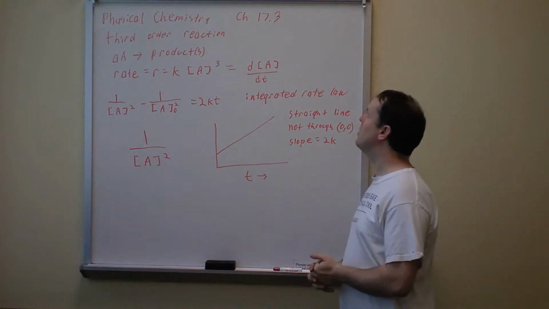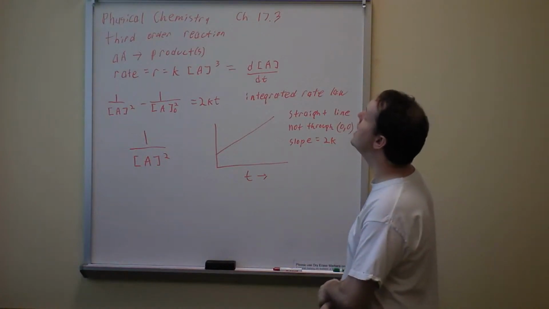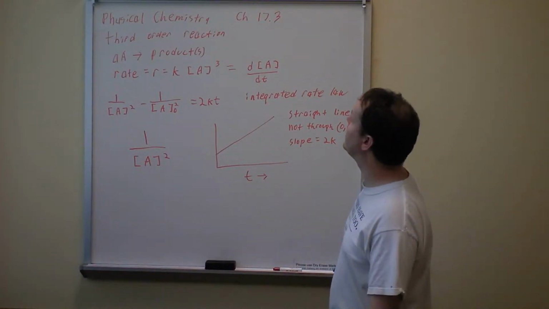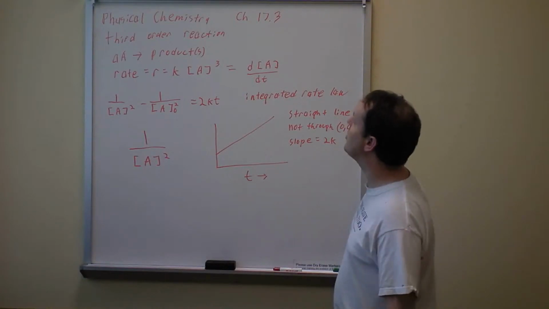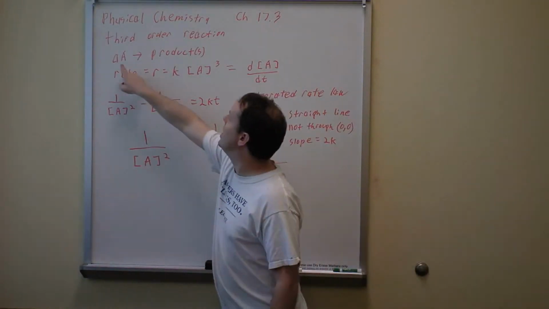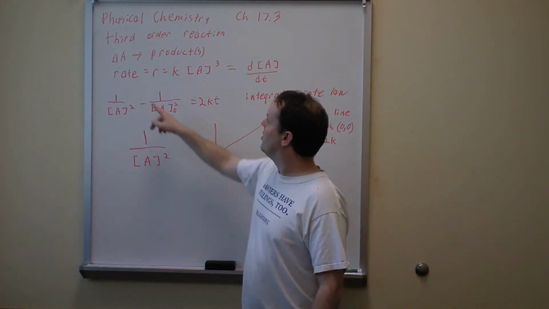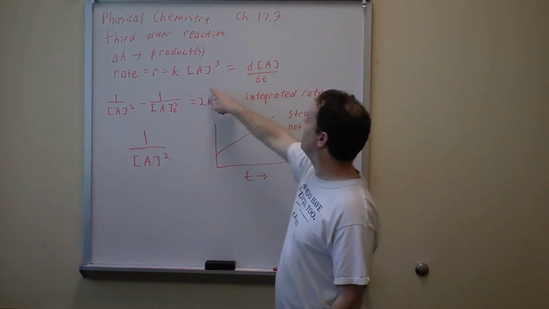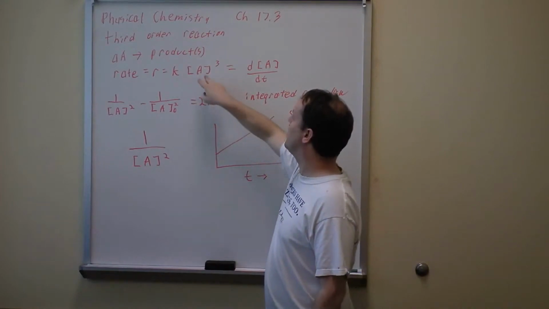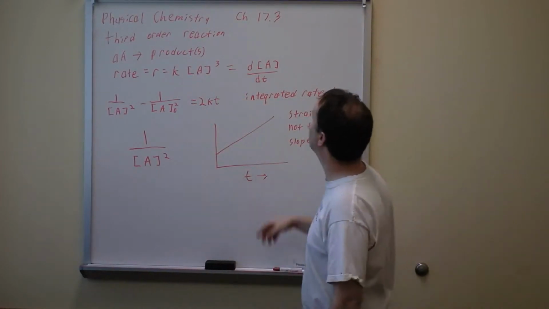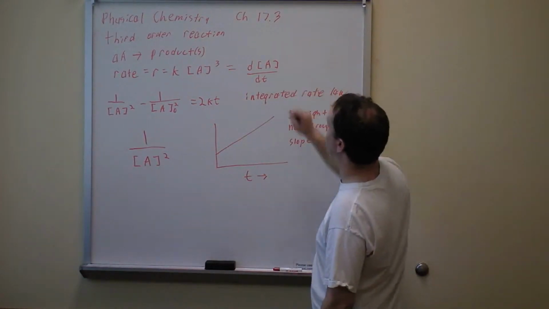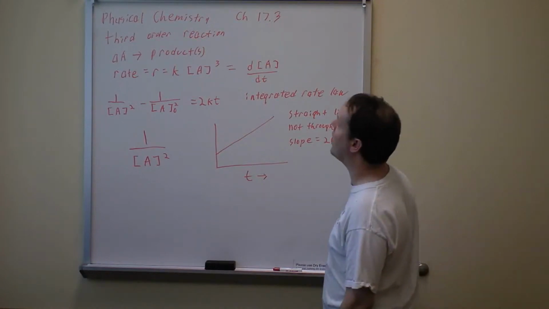All right, continuing physical chemistry, chapter 17, section 3. Now we're talking about a third order reaction. Of course, there are a whole bunch of different types of those, but the only one we're going to bother with is the simple one, where you still have just one reactant going to products. So the rate law R for this is just going to be equal to a constant times the concentration of A cubed, and then, of course, by definition, the rate is the differential of the concentration of A with respect to time.